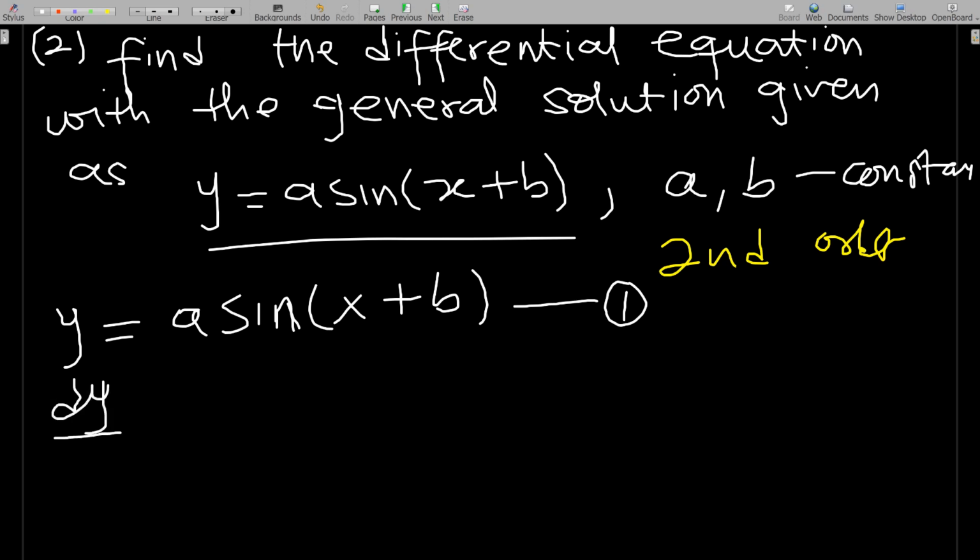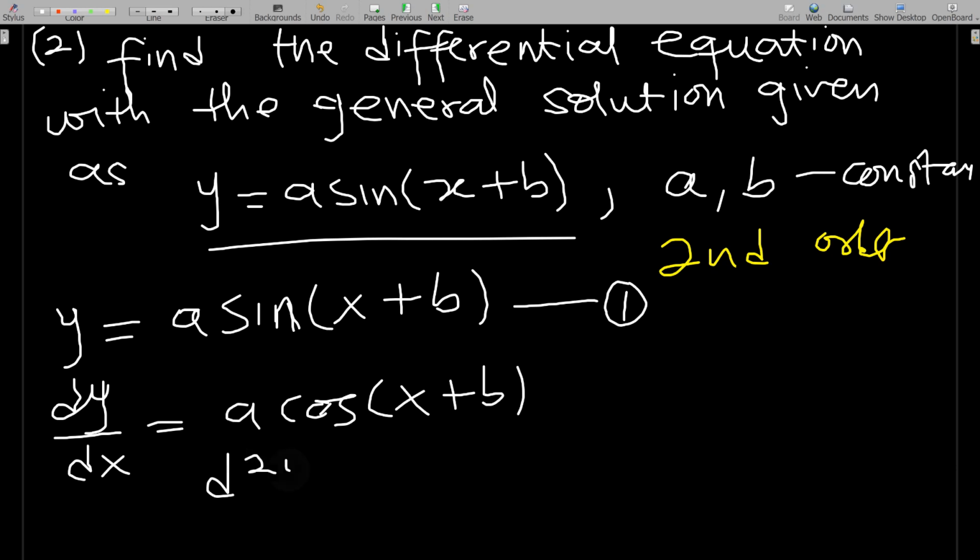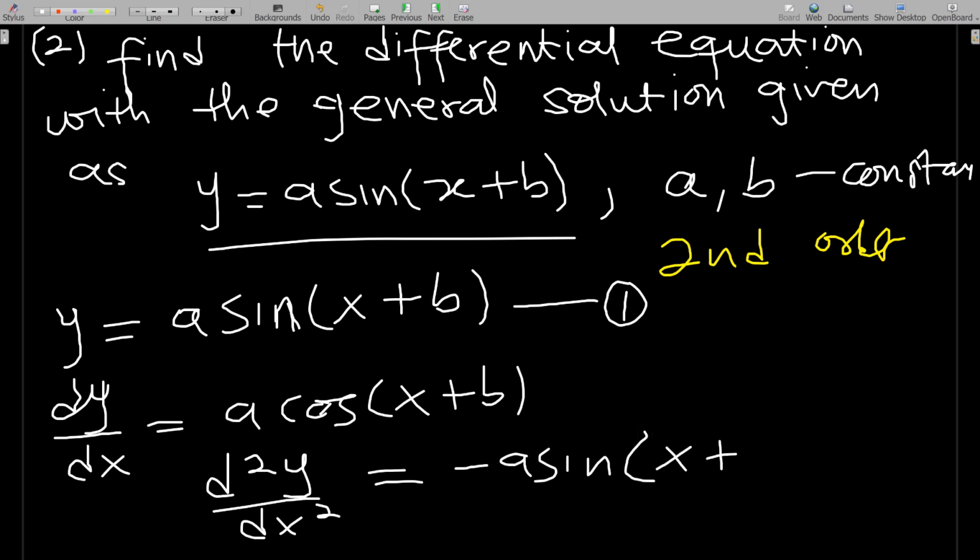Then dy/dx will be equal to a cos of x plus b. I hope you understand this. And obviously we need the second order, and this is what will give us the second order. When we differentiate a cos of x plus b with respect to x, we get minus a sine of x plus b. You call this equation 2 and you call this equation 3.